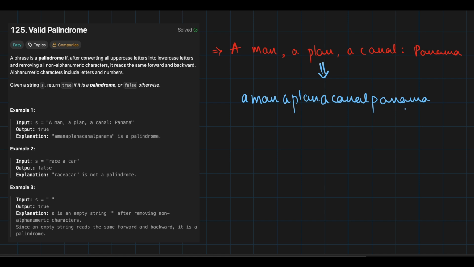All we need to do is check if we reverse this entire string, will it still be the same? So if I write it backwards, it will be A, M, A. So when we are writing it forward or we are writing it backward, this is still the same string. So we can say that yes, it is a valid palindrome and we need to return true.